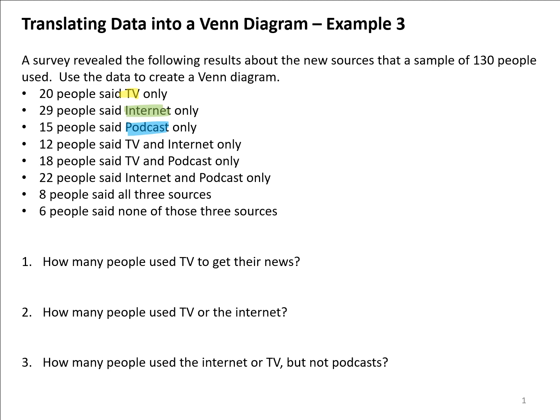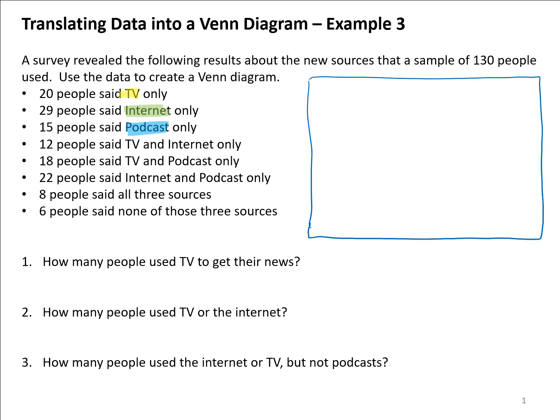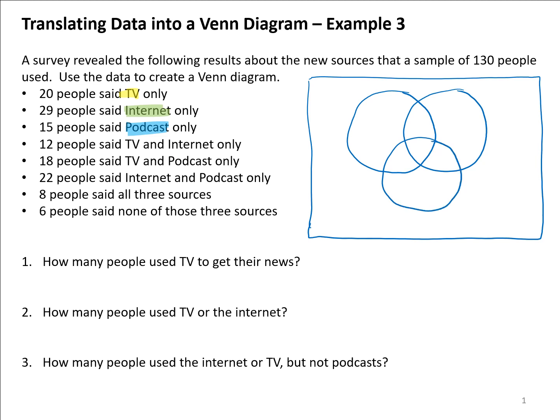Okay, so I'll start by drawing a rectangle to represent the universe of all the people that were interviewed. And then I'll draw the three sets. Now, one recommendation for drawing three circles that have overlap is to draw two up high overlapping, like you would draw an overlap between two sets, and then one down below.